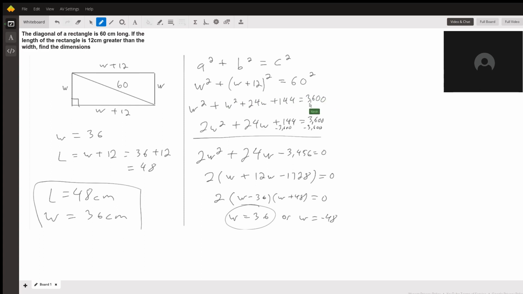Okay, so this looks like it's going to form a quadratic equation. So let's go ahead and get a 0 on our other side so we can solve that quadratic. So I combined my like terms, W squared and W squared is 2W squared, and I subtracted 3,600 from both sides to get a 0 on the right side. You want to get 0 on one side of your quadratic so that you can solve it.